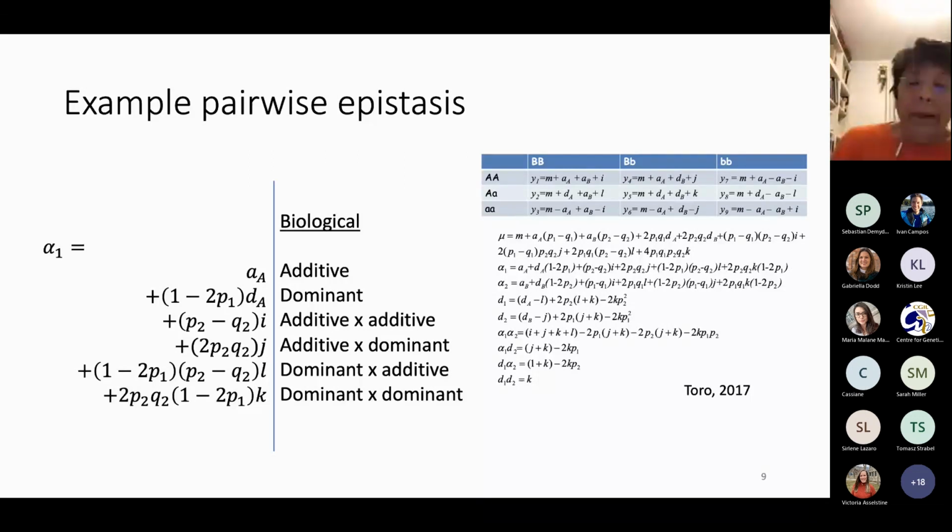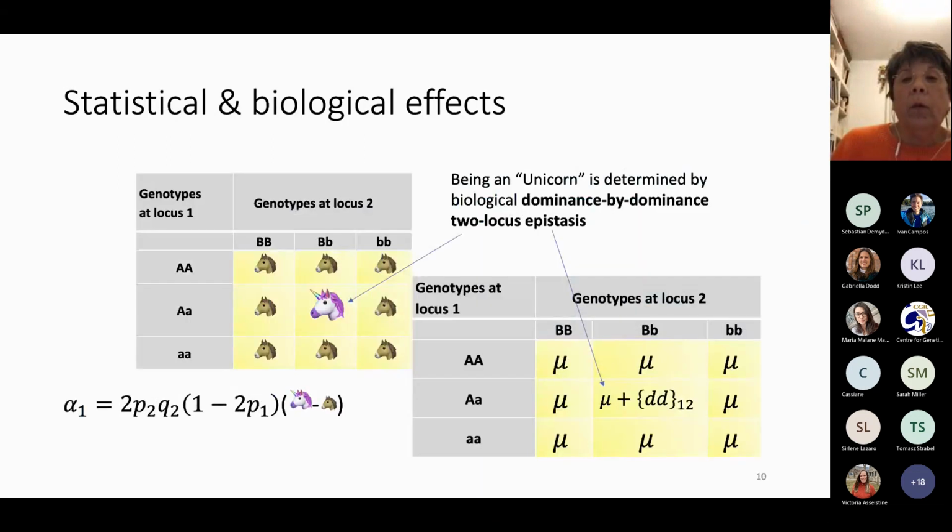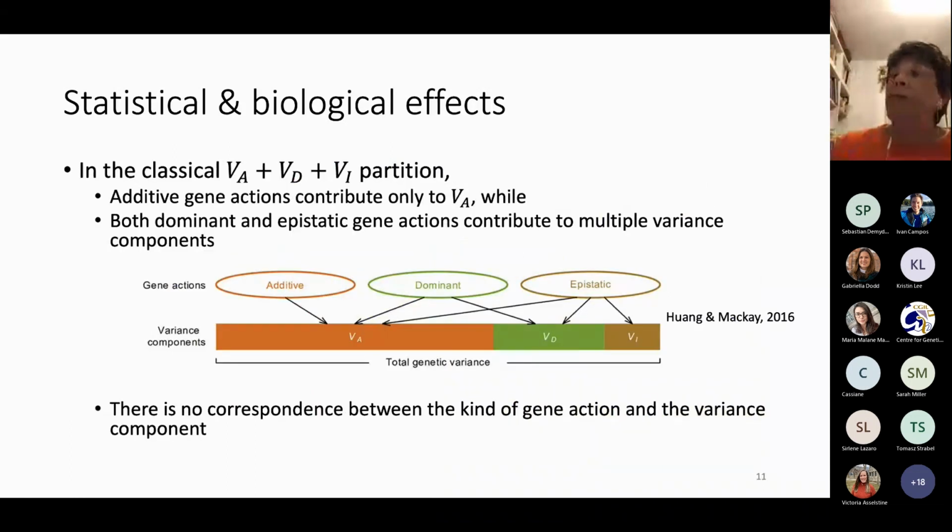If we come back to the example where we have the unicorn, we can see that for being a unicorn, we need a dominance by dominance two-locus epistasis. And this effect is biological. But this biological effect is inside the statistical effect that you have here, that is alpha 1, the substitution effect. So we have both kinds of effect that we have to keep in mind.